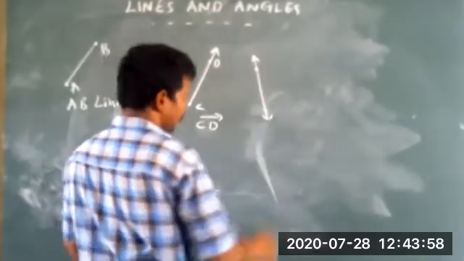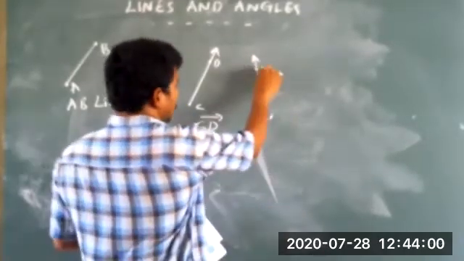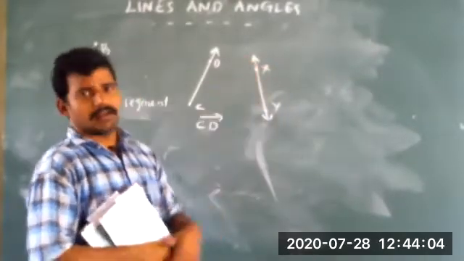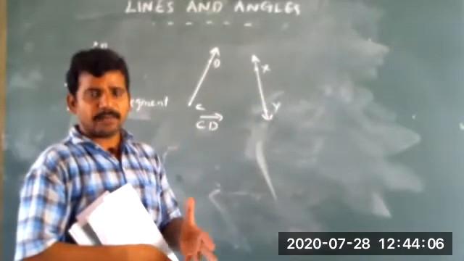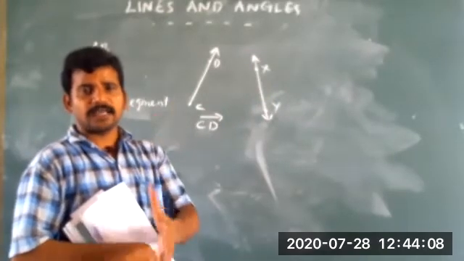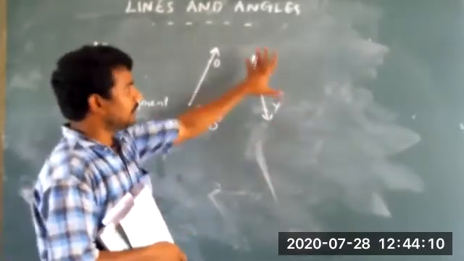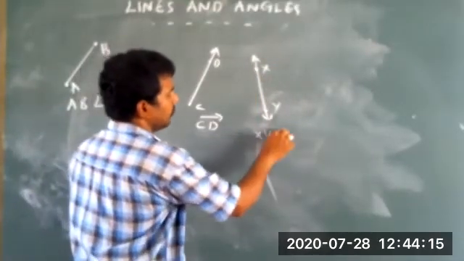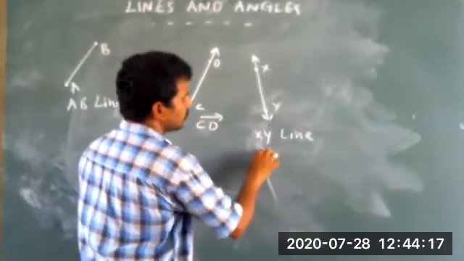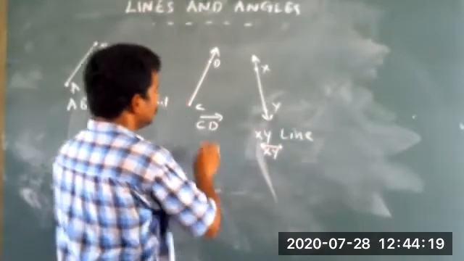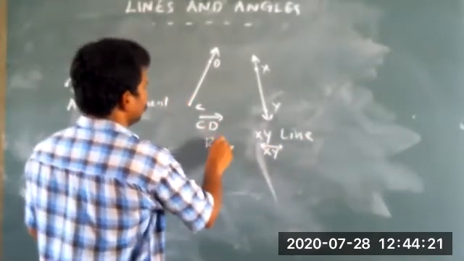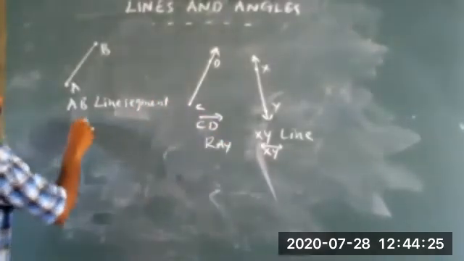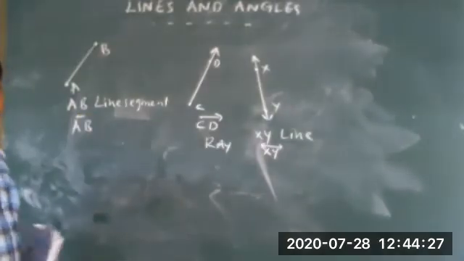The third one, they are given like this. Here, this point is X and this point is Y. Both sides are endless. The line extends on both sides. It is endless, so it is called a line. So XY is called a line. CD is a ray. AB is a line segment.